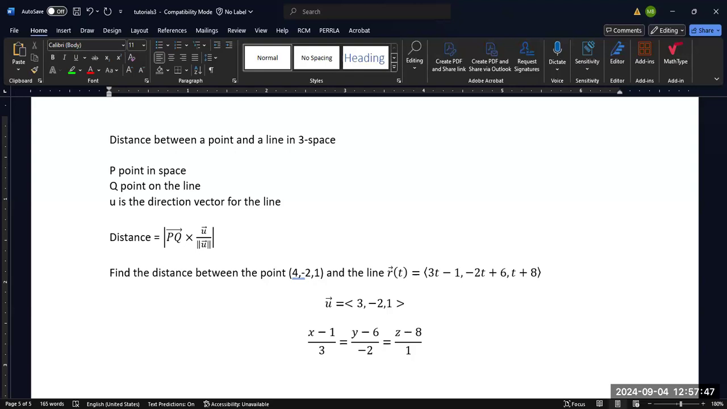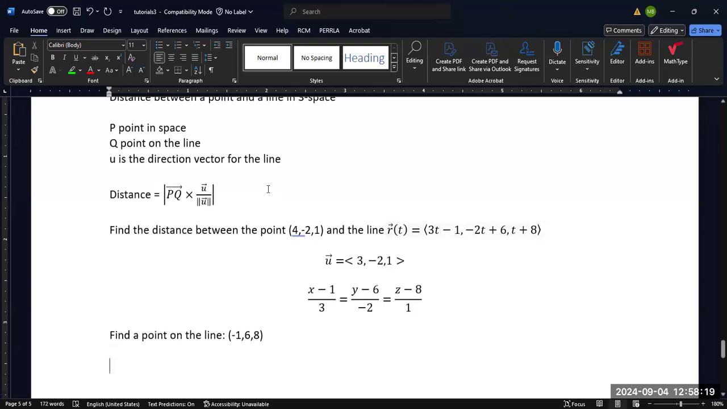All right, so that's our u vector. And what we're going to do is pick a point on the line. So find a point on the line. That's the first step. Now, this is very easy. Pick a value for t, you get a point on the line. So in this case, I'm just going to let t be equal to 0 to make my life easy. And so my point on the line is going to be -2, 6, and 8.